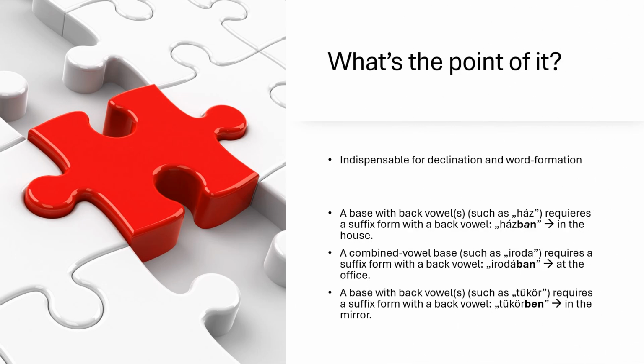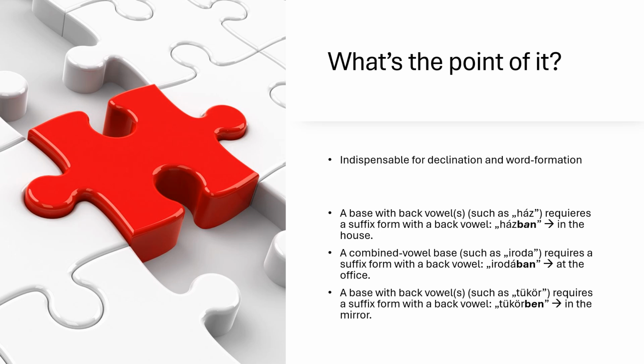At this point, you might be wondering what's the justification of this system. This knowledge is indispensable for declination and word formation. Let me show you a couple of examples for its application. Let's take the word ház, meaning house. We have a word base with a back vowel.